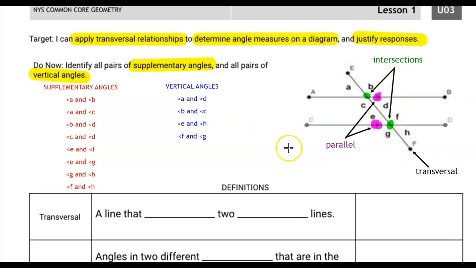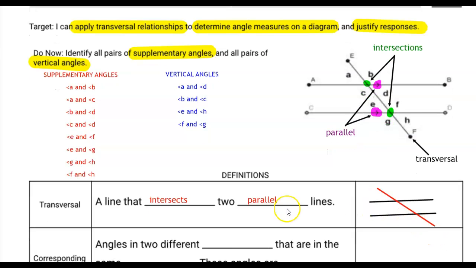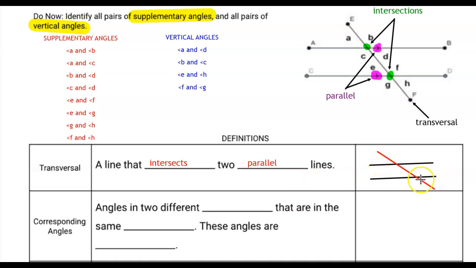So now that you've gotten a little bit of a baseline of vocabulary, let's take a look at the first definition. A transversal is a line that intersects two parallel lines. And you can see here in the diagram, I've drawn two parallel lines, and this line is a transversal because it intersects both of those parallel lines, forming two intersections.